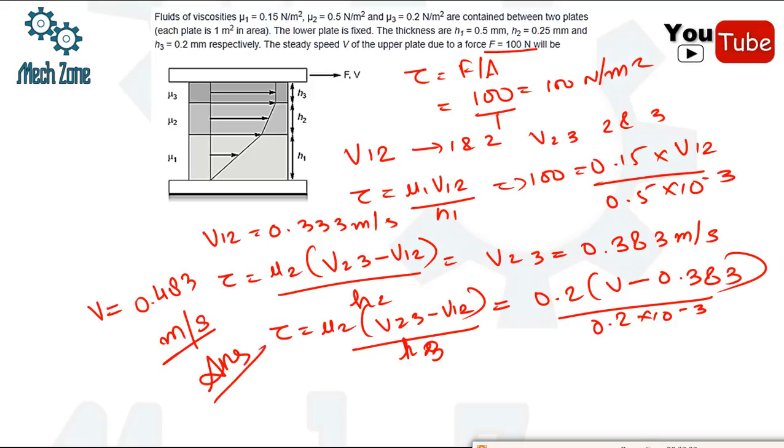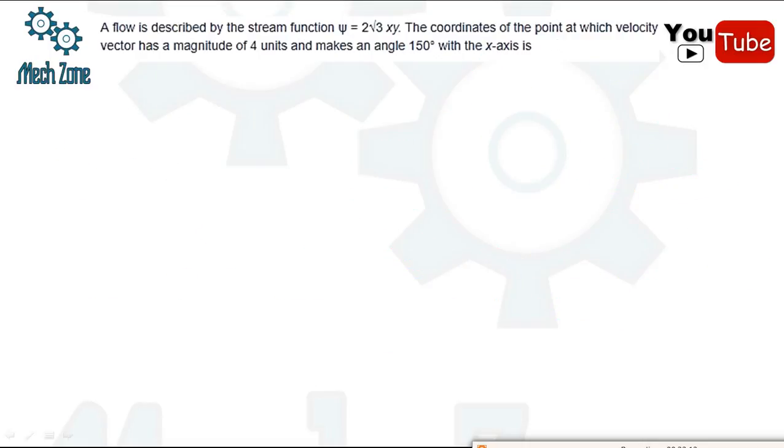So we simply need to apply only Newton's law of viscosity, and this law alone can easily solve the question.